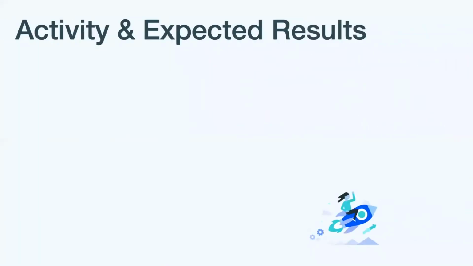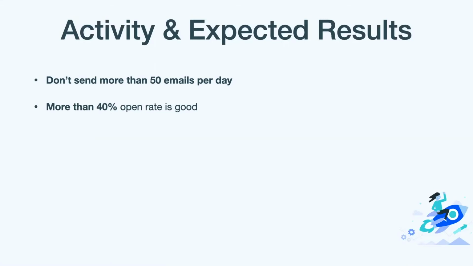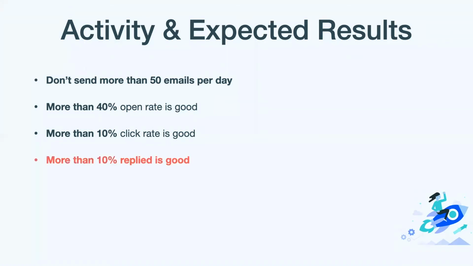And if you think about activity in terms of the results you want to get, I would say don't ever send more than 50 emails per day. And a rule of thumb is trying to keep your LinkedIn and email activity the same. So for email, don't send more than 50 a day. LinkedIn, don't connect with more than 50 a day. And it keeps it simple. In terms of open rates, if you can get more than 40% open, you're doing pretty good. If you can get more than 10% to click, you're doing pretty good. And if you get more than 10% to reply, you're doing really good. So those are general levels.